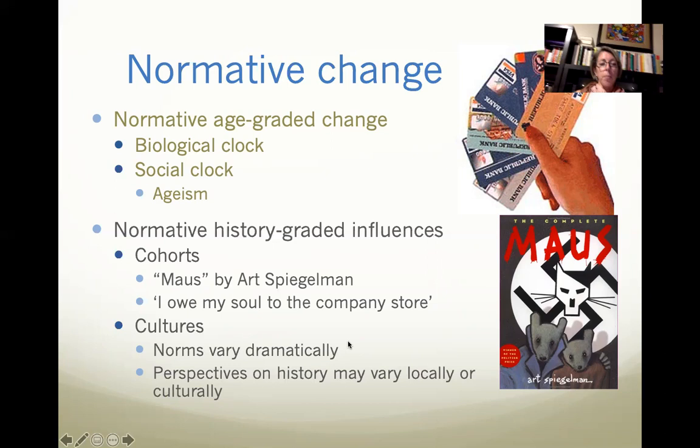Also, it may be different for different cultures, even those who shared a historical moment. So it's not just about history. Most folks in the world who lived through World War II knew of World War II, but they weren't all necessarily impacted in the same way.